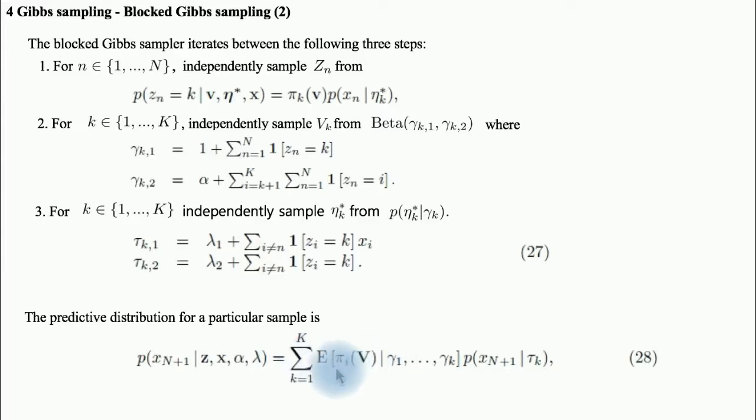and where the expectation of pi i of V given gamma is the expectation of a product of independent beta distributions. These distributions only depend on Z. Other variables are needed in the Gibbs sampling procedure but can be integrated out here.